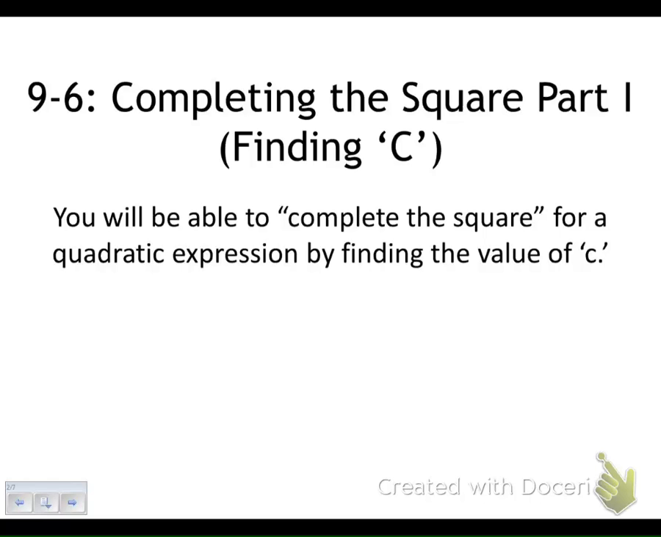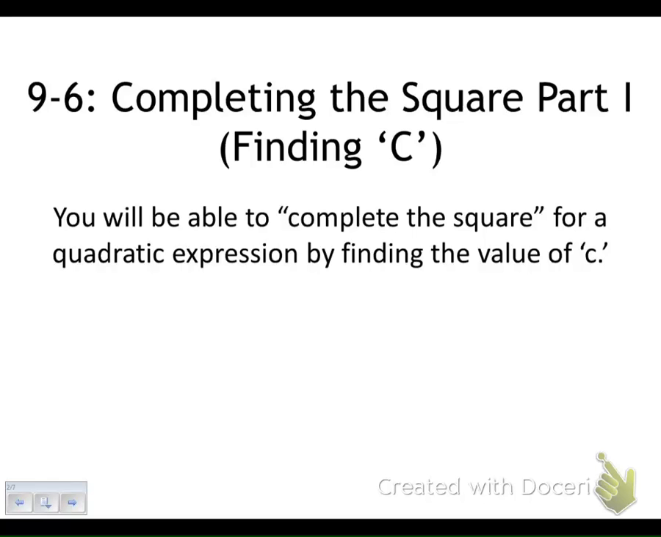Alright class, this is from lesson 9-6 in your textbook, completing the square. It's only one lesson in the textbook, so we're splitting up into 3 days. Today is part 1. It's called finding C. C is going to be a number that we're going to find, and we're going to be able to do this thing called completing the square for a quadratic expression by finding the value of C.